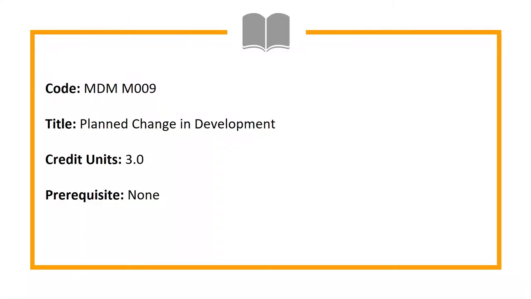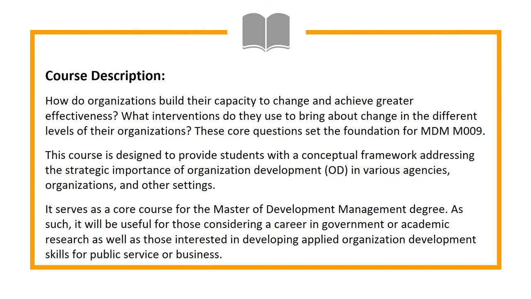So basically this is a 3-unit course. It has no prerequisite. So our course description is to know how organizations build their capacity to change and achieve greater effectiveness, to determine the interventions they use to bring about change in different levels of their organizations, and of course, to perhaps answer core questions that would set the foundation of your MDM M009.